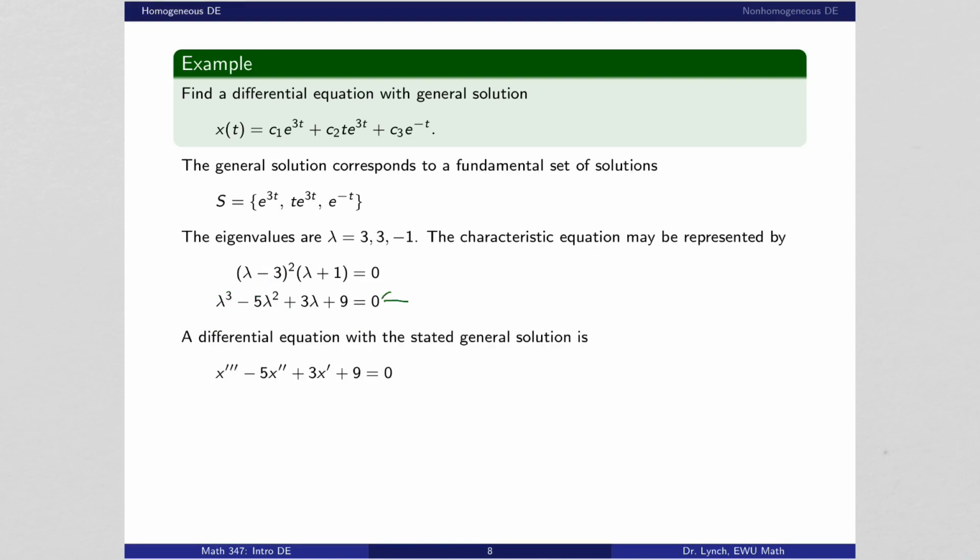like you would expect, and from that cubic we can go back and construct the third order differential equation. There is a typo here on this slide, so this should be not plain old 9, but 9x, right? That 9 in the characteristic equation corresponds to x to the 0th power in the differential equation. Okay, so the differential equation with the stated general solution is given by x triple prime minus 5x double prime plus 3x prime plus 9x equals 0.